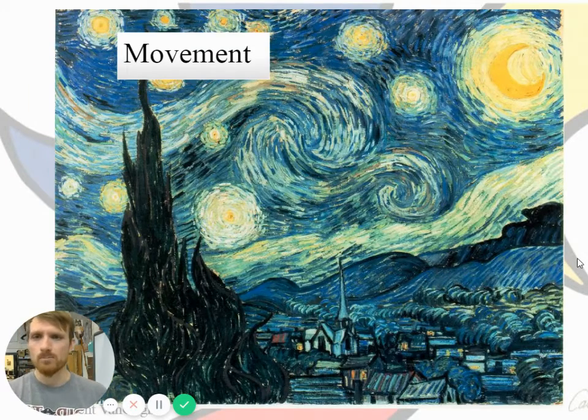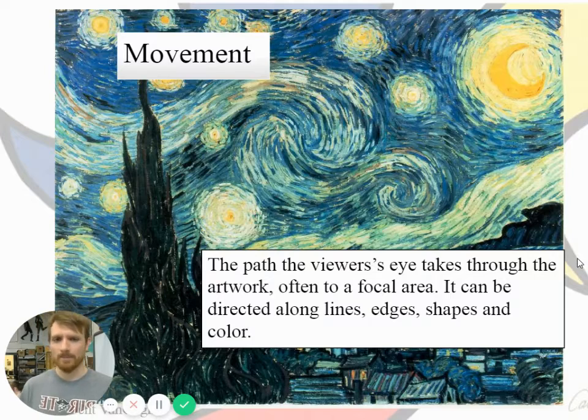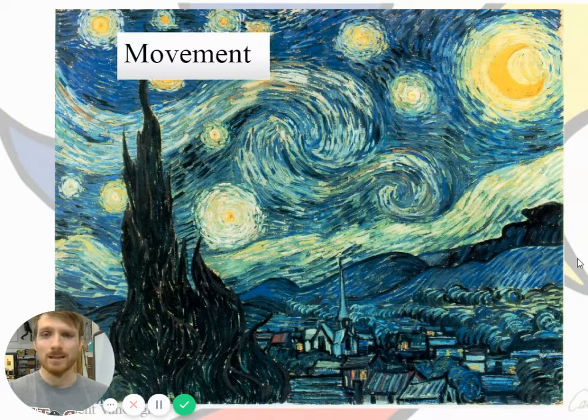Fourth, I think we're at, is movement. And so movement is the path that the viewer's eye takes throughout an artwork, often to a focal area. And it can use lines, edges, shapes, colors. There are a lot of ways that we can create that sense of movement within a piece of art. Van Gogh is kind of the king of movement with his short dashes of paint.